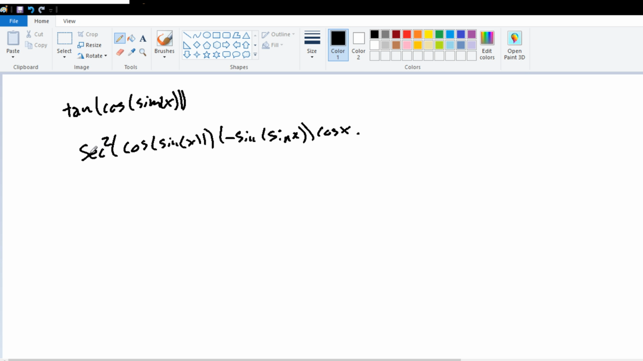So this is the derivative of tangent, didn't change anything inside. Derivative of cosine, didn't change what was inside. And the derivative of the inside thing. So that's our derivative.